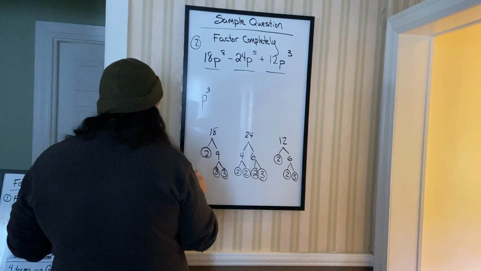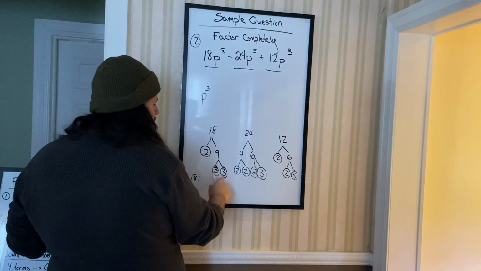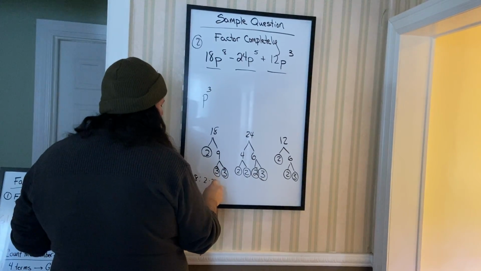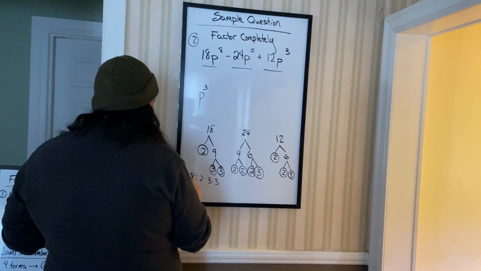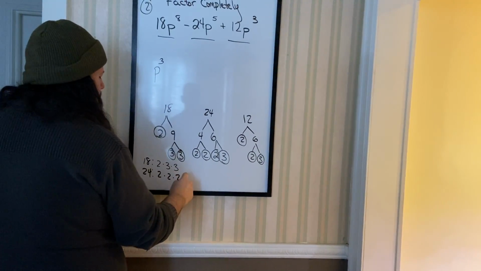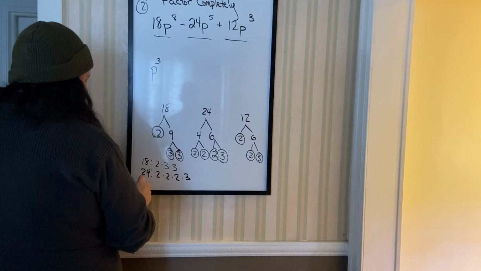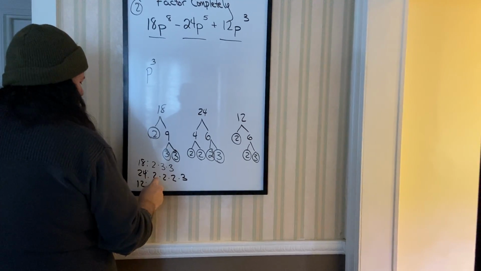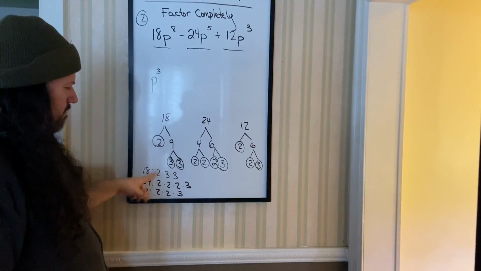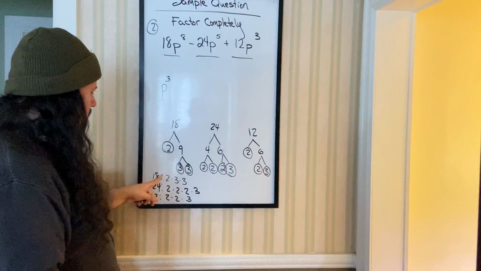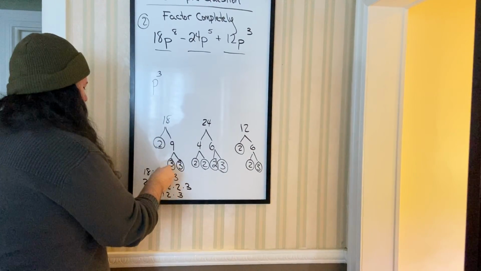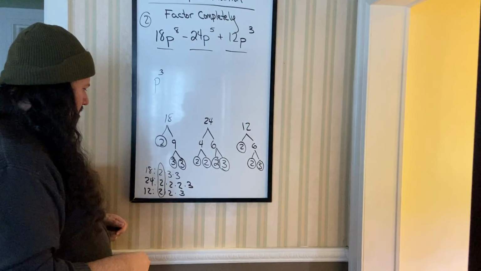So when you look at them, especially when there's a lot of circles, you might want to put them in order. 18 was 2, 3, and a 3. 24, that was 2, 2, 2, and a 3. And then 12, that was 2, 2, 3. If this helps you, feel free to do this. And then circle something that they all have in common. So they all have one 2 in common.